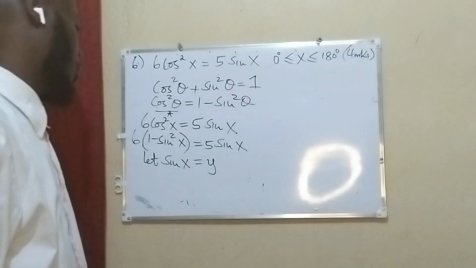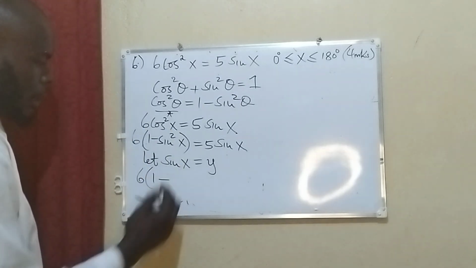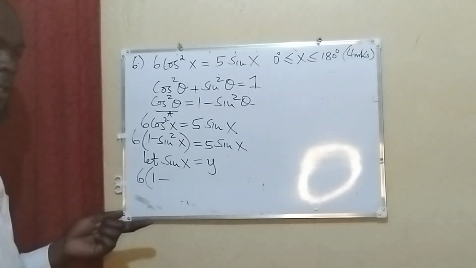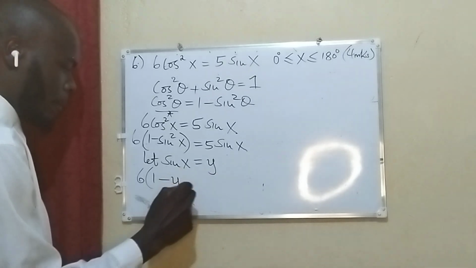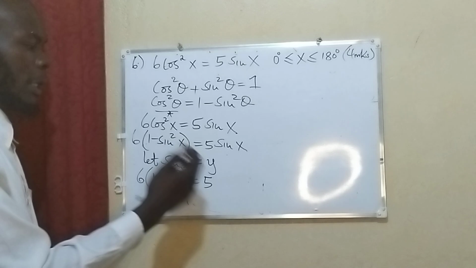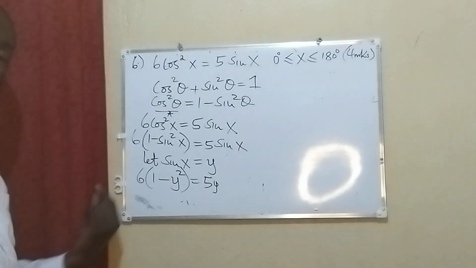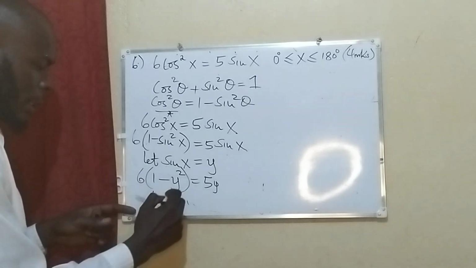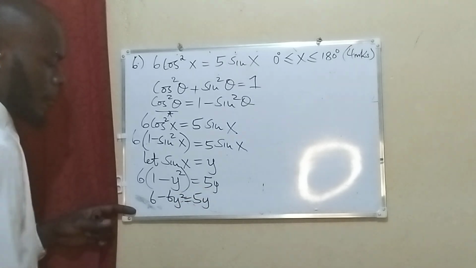Let sine x be equal to y. So you substitute, now it will be 6 into bracket 1 minus sine squared x. Sine squared x is like sine x times sine x, so it will be y squared, is equal to 5 times sine x, which is y, so 5y. We realize that at this point you have a quadratic equation. If you open up, you have 6 minus 6y squared is equal to 5y.